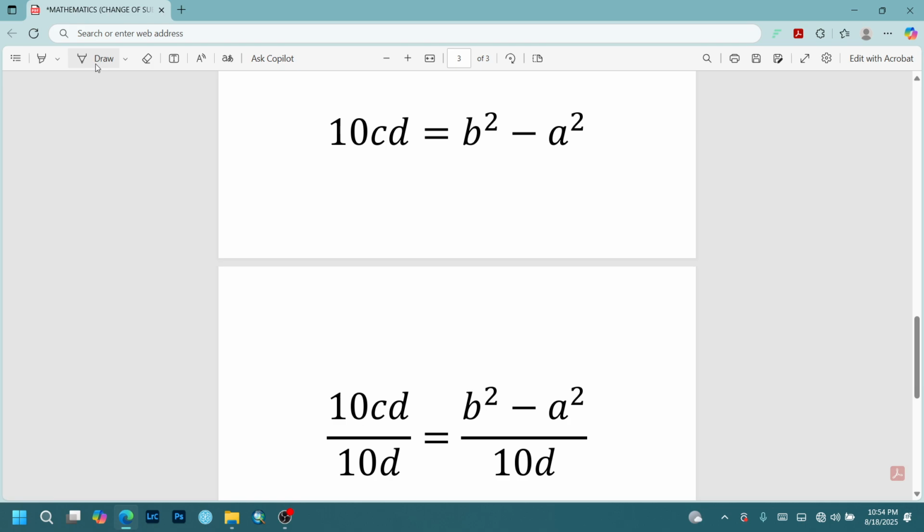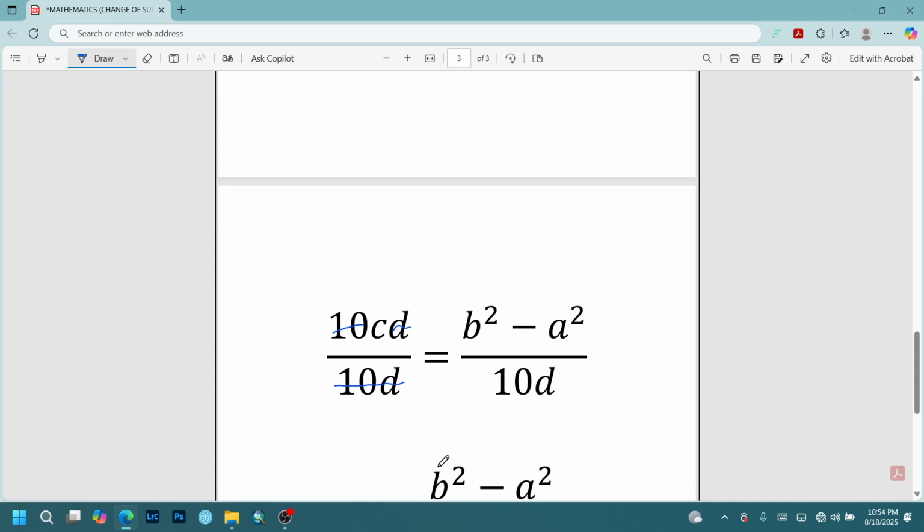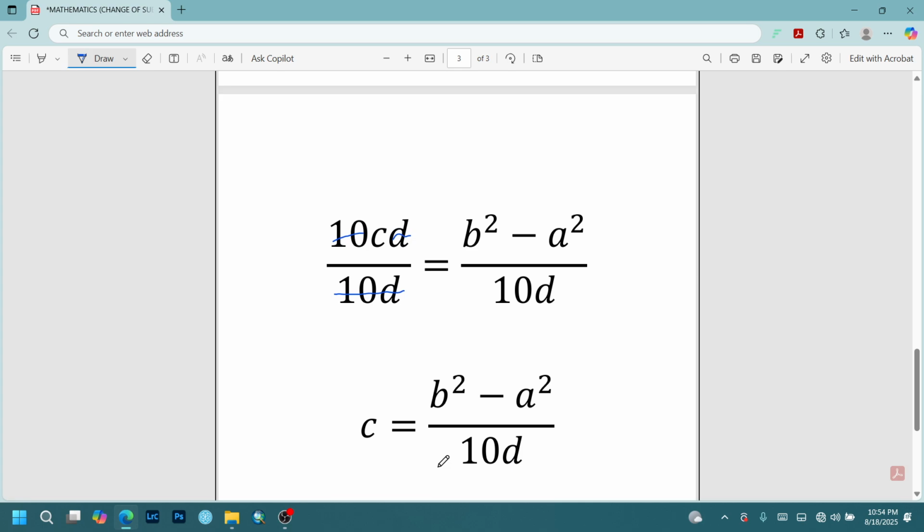10D here will cancel itself. It will cancel 10 here, and it will also cancel D here. So we are going to have C as a variable that stands alone. So C, being the subject of the relation, will be given as the fraction B square minus A square over 10D.